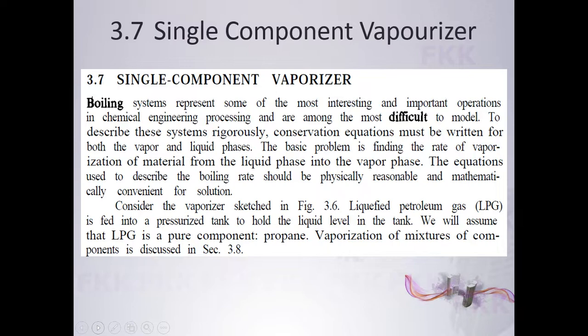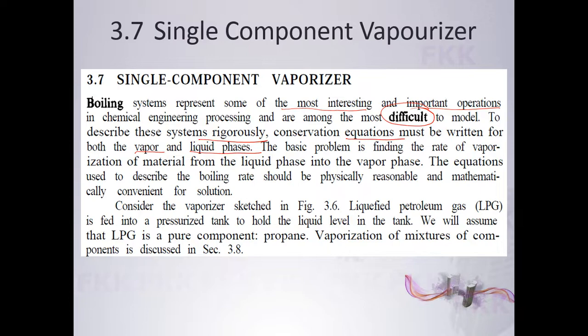One of the important features here is that this is a boiling system, and from the textbook you can read that this is one of the most interesting and important operations, and also among the most difficult to model, because of course it involves the evaporation part. This system is usually very rigorous, and to do the balance you have to write the TCE, the CCE and energy balance for both vapor and liquid systems, but of course it all depends on the assumptions that you use to write the equation.